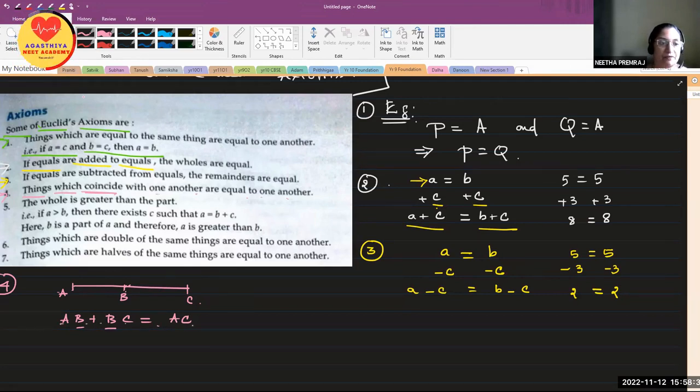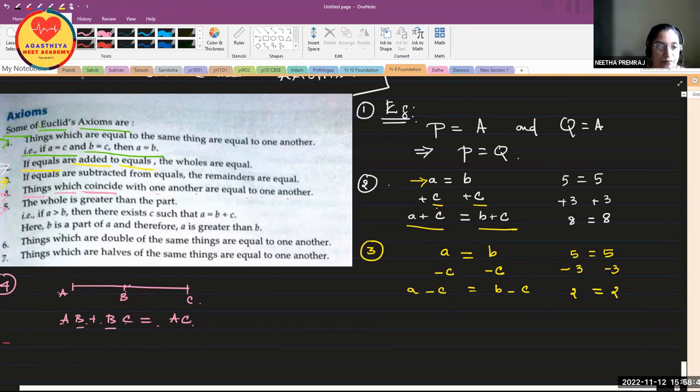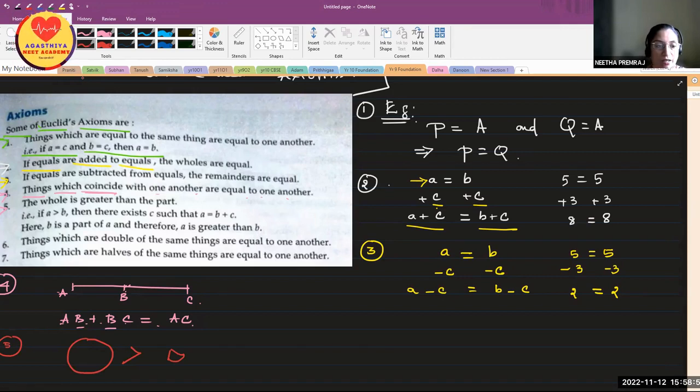Then the fifth one: the whole is greater than a part. How do you mention it? You take a pizza. From the pizza, you are taking a part of it. The fullest is the whole, isn't it? The whole is always greater than the part, isn't it? That is what this one says.